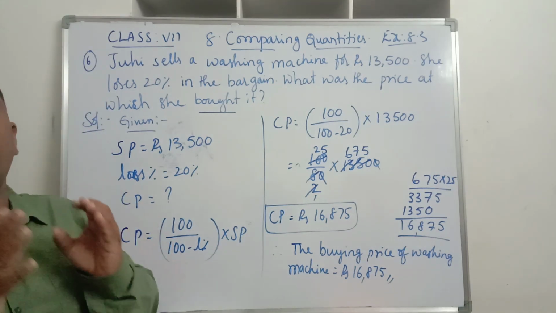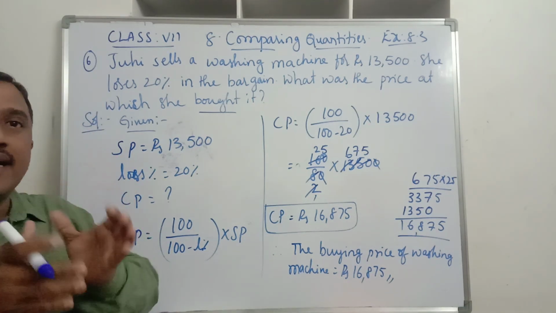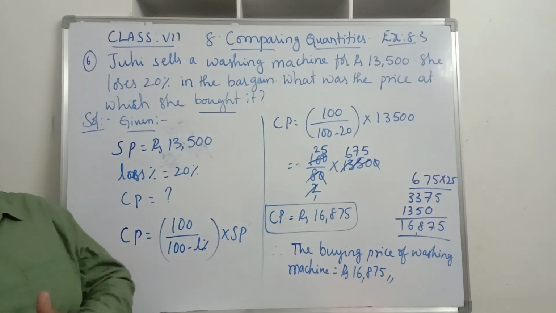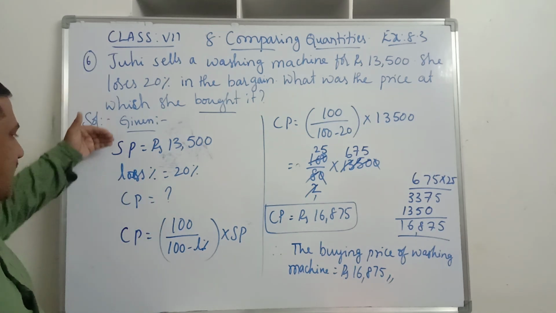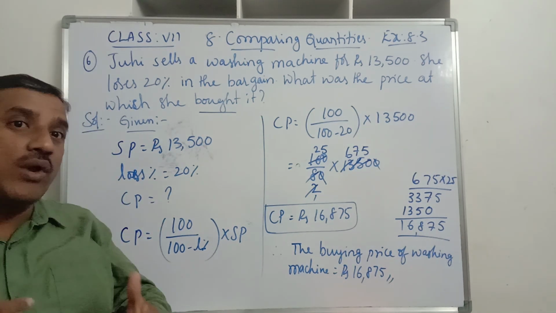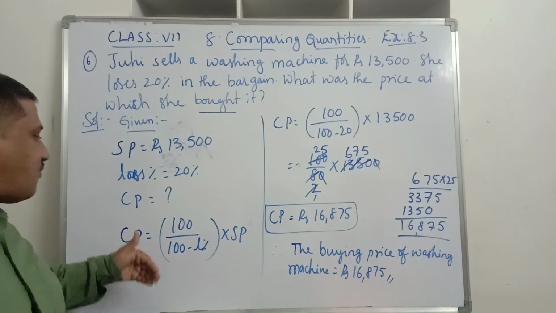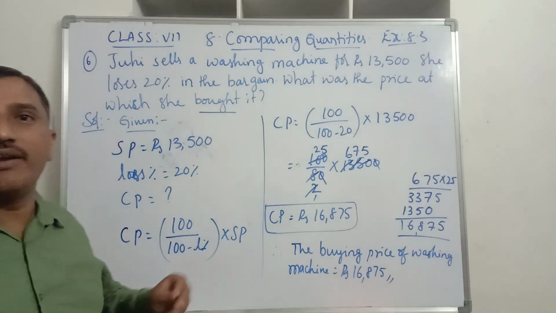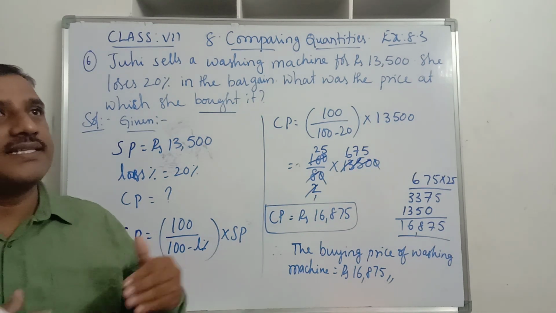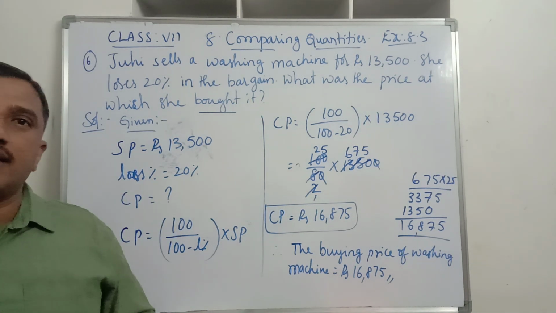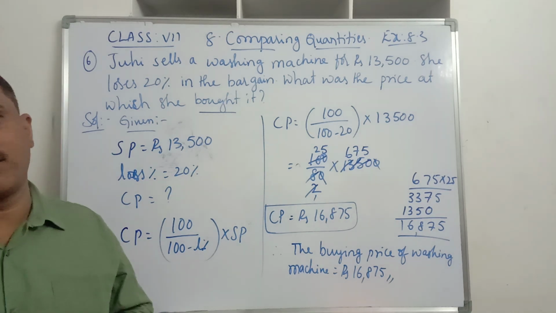So read the problem clearly and understand the problem from that question. Try to write what is the given data and what we have to find, that you should identify. Then write the correct formula, substitute and simplify, and you will get the result. So this is about the prices related to selling price and cost price.